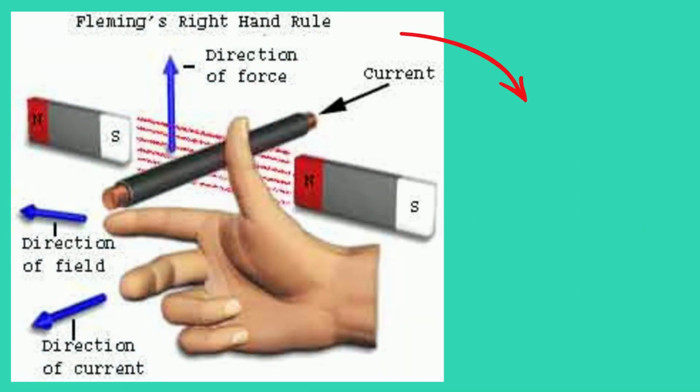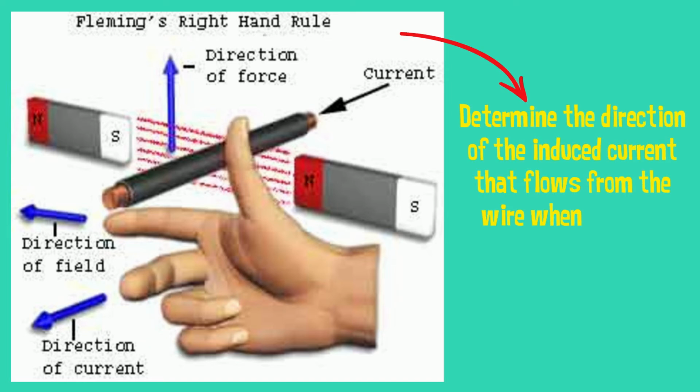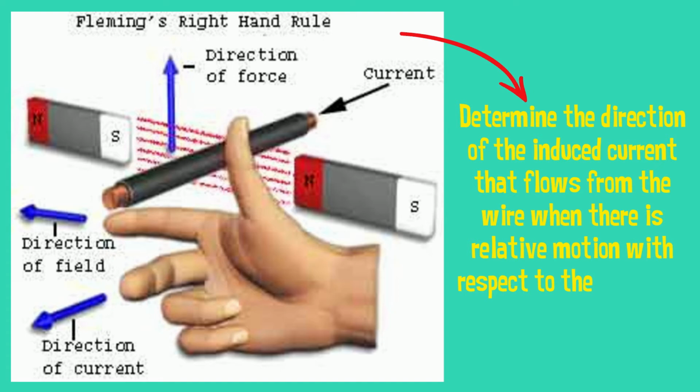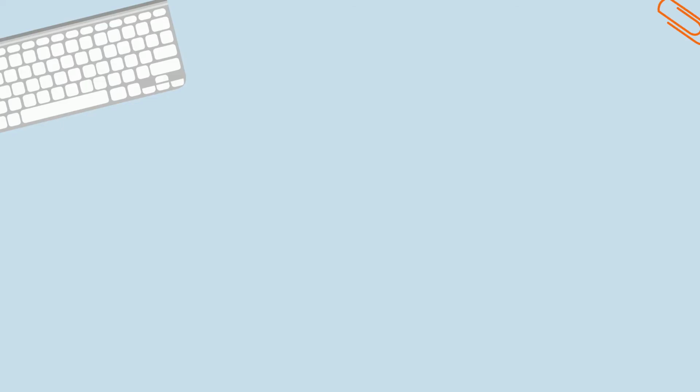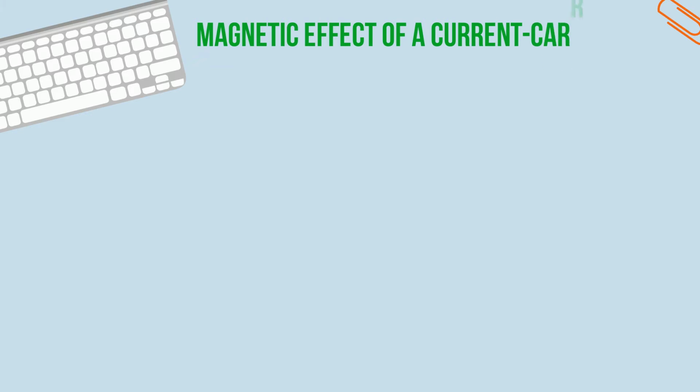Fleming's right-hand rule is used to determine the direction of the induced current that flows from the wire when there is a relative motion with respect to the magnetic field. Moving on to the next section, we will investigate the magnetic effect of a current-carrying conductor.